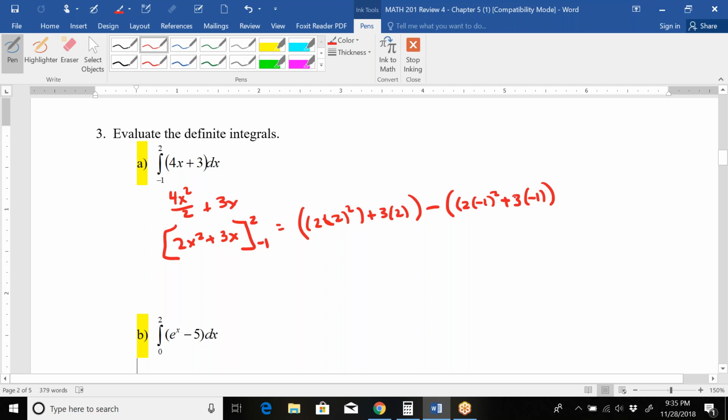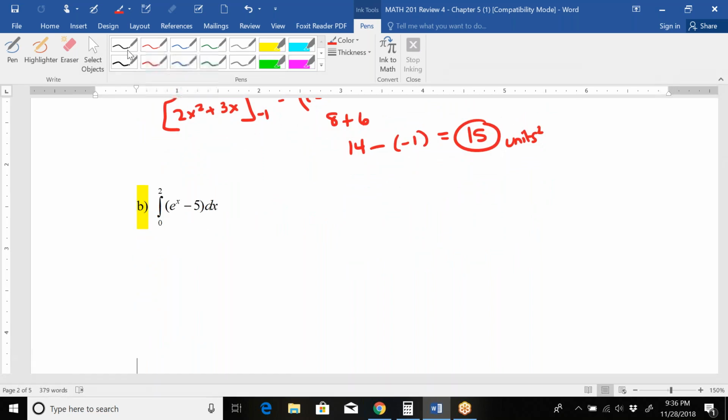And then we want to work this out. So this is going to be 2 squared is 4, times 2 is 8. 3 times 2 is 6, so this first parentheses is 14. This is negative 1 squared, which would be 1, times 2 is 2. That's minus 3. So this is minus a negative 1, so it actually ends up being plus. So it's going to be 14 plus 1, which is 15. And remember, we said that is units squared, even though she didn't put those on the answer key.